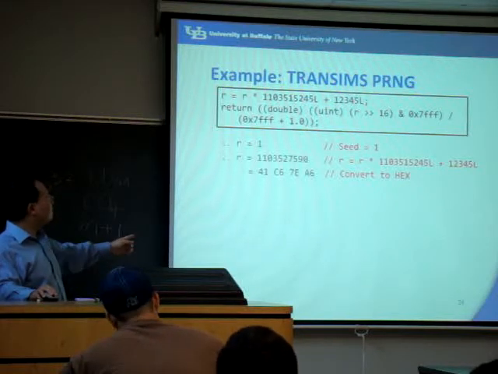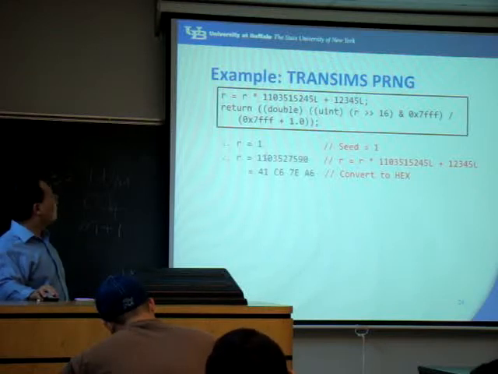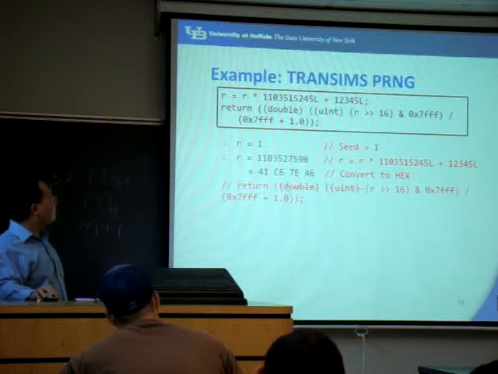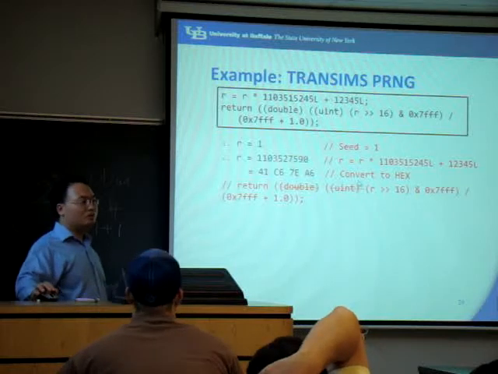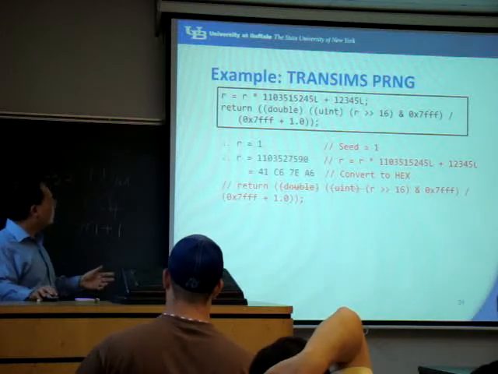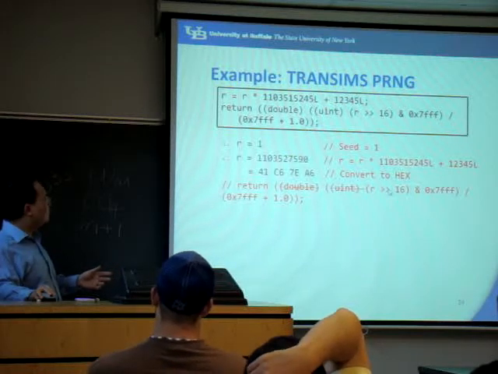Then we convert this number into hexadecimal. It will be equal to 41C67E86. Okay, now we execute this line. In this line, the double and UINT thing are just for type conversion, so we don't need to be concerned about that. So the first thing we see is bit shift 16.